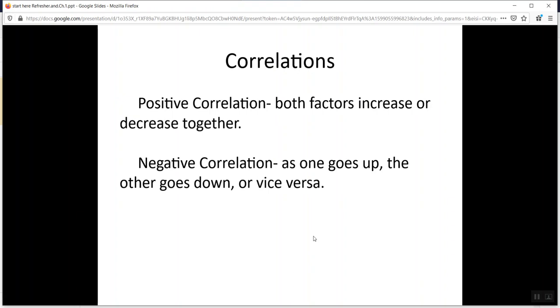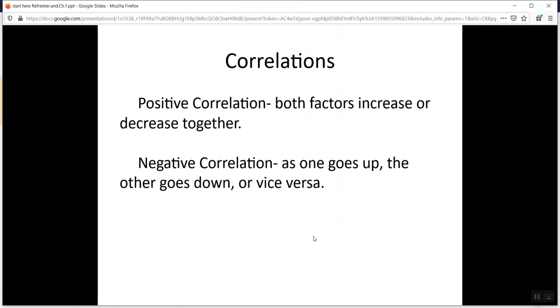Positive correlation is when both factors increase or decrease together. So they go in the same direction. One goes up, the other goes up. One goes down, the other goes down. Negative correlation, they're sort of the inverse. So as one increases, the other goes down, or vice versa.